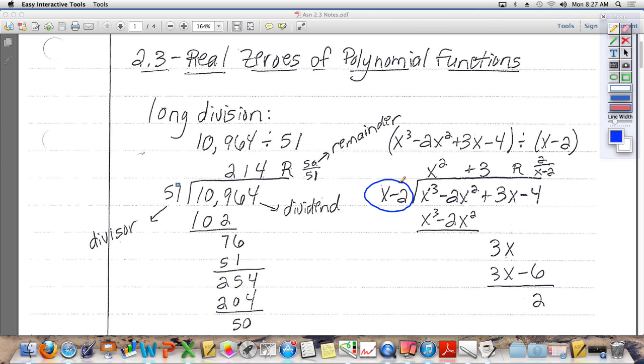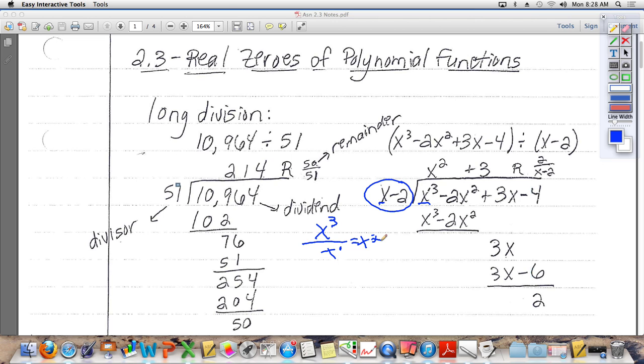So we start over here at the left with an x, and we divide x into x cubed. How many times does x divide into x cubed? What I mean is you need to take x cubed and divide it by x. Well, what is x cubed divided by x? That leaves you with x to the second power. So we have an x squared up here. Then we need to multiply this x squared by x and by negative 2. So x squared times x is x cubed.